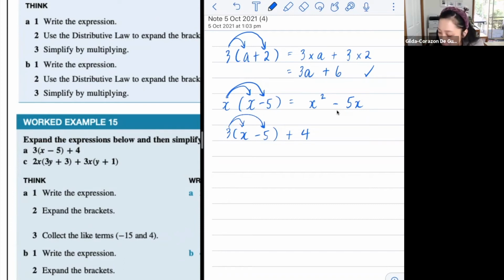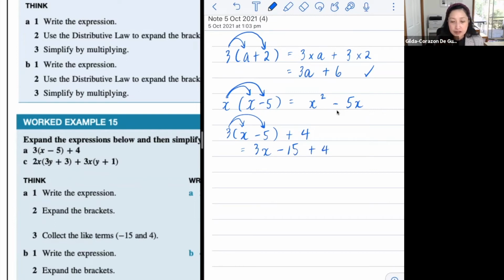When we have 3 times x, we get 3x, and that's a minus, and therefore we've got 3. You could also think of it as 3 times negative 5, and your answer would be negative 15. So when you're adding a negative 15, it's the same as when you minus 15. Okay, and what do you do with 4?